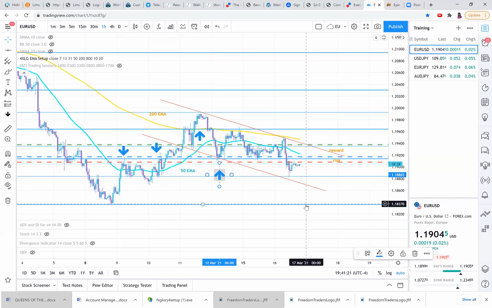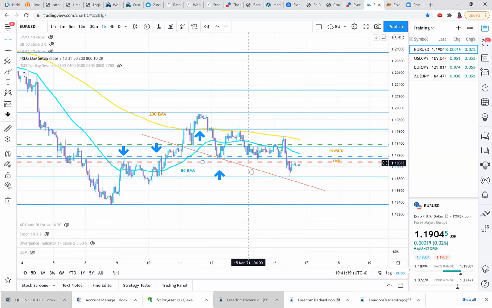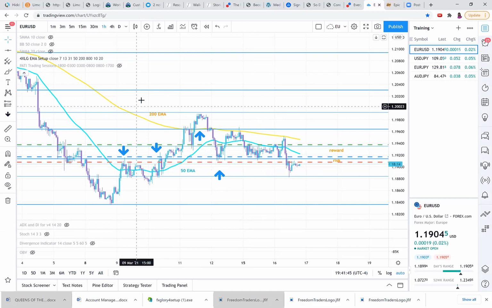So, get comfortable with the 50 and the 200 and marking your support and resistance. Then you can begin to look for trend lines to take that next step if you're comfortable. Trend lines are extra. You don't have to trade off those. I'm going to keep introducing them and talking about them so that you train your eye to see how to draw them.